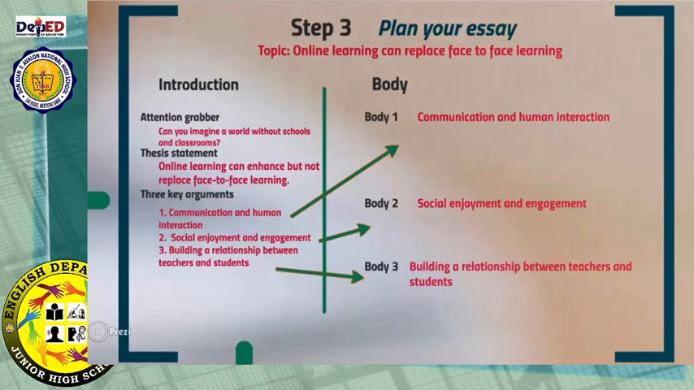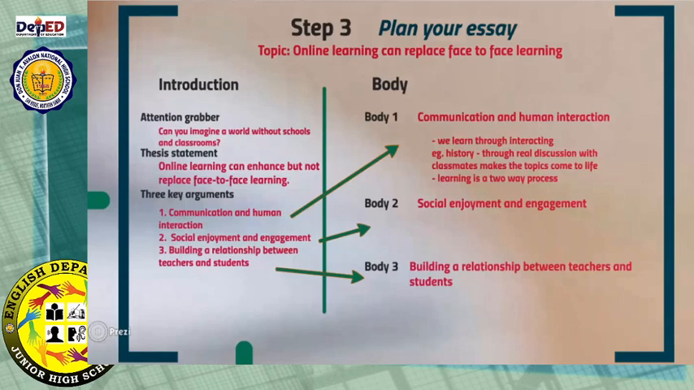Now I just add evidence and examples. So, for body 1, communication and human interaction, we learn through interacting. For example, history. Real discussion with classmates makes the topics come to life. And learning is a 2-way process.